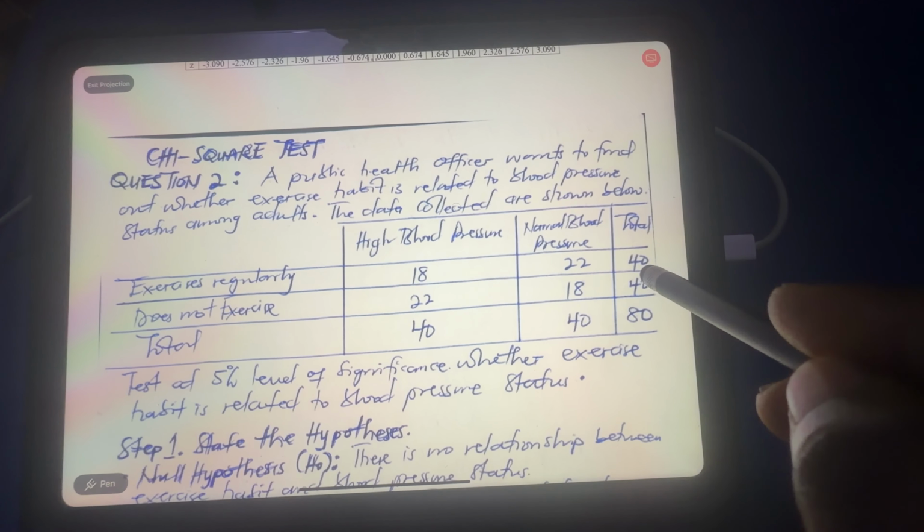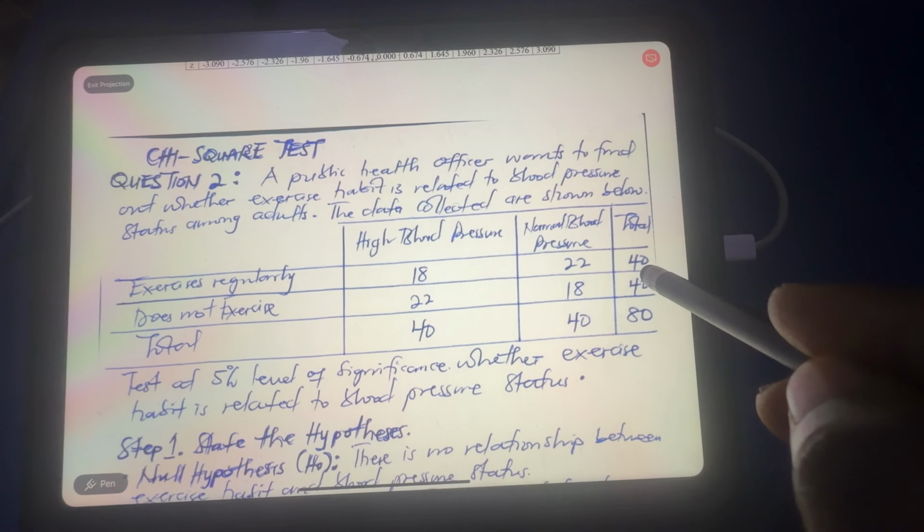So the expected frequencies will be 20, 20, 20, 20. So the expected frequency is 20 for all. So now we have two tables. This is the observed frequency table, and this is the expected frequency table. Okay, good. Then you move on to step 4.